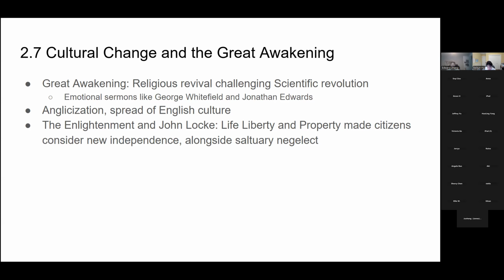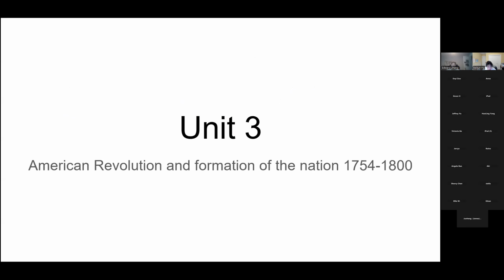So it's much easier. And then the Enlightenment and John Locke, these ideas, right? They started to grow because of the Great Awakening, right? Like the belief of life, liberty, and property, and how that is what made citizens. They started the movement for the colonies to consider new independence from Britain. And this partnered with the salutary neglect, right? Since Britain wasn't really involved that much, they sort of felt like they were already an independent country. All right. So that is the end of Unit 2.